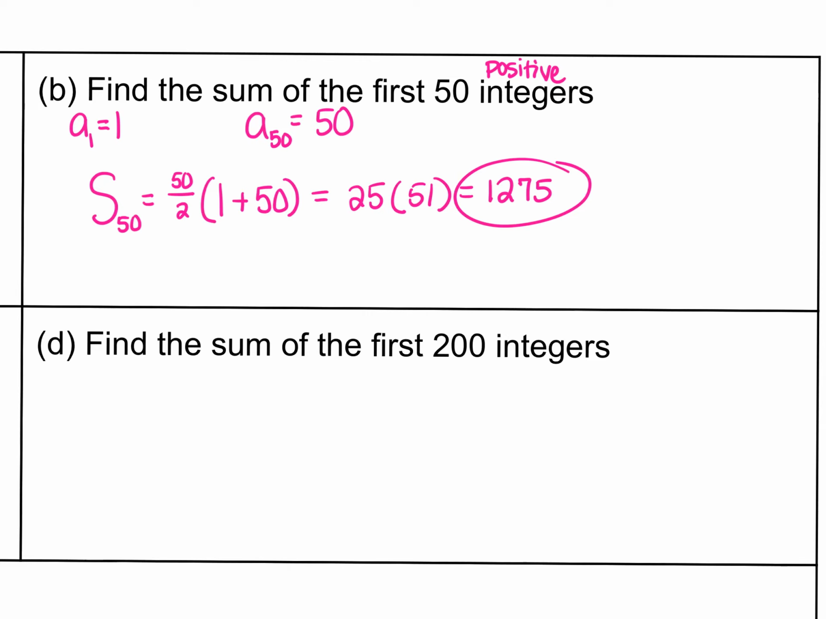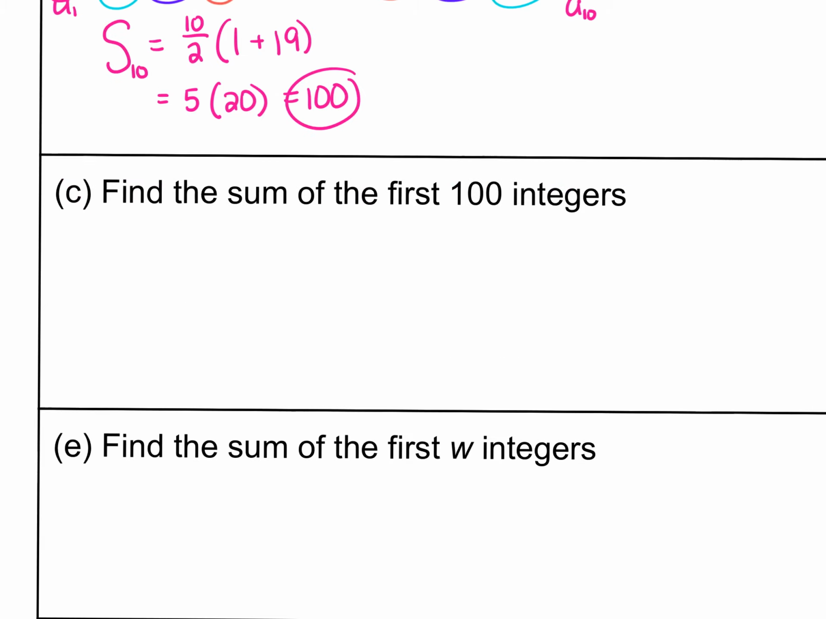This is something that can save a lot of time. Obviously, to have to sit there and add up all 50 integers would take a while. 1 plus 2 plus 3 plus 4 plus 5. If you had to do that on the calculator even, it would take you forever. This just allows you to do it in a much faster way.